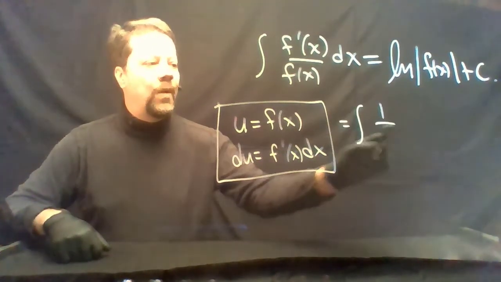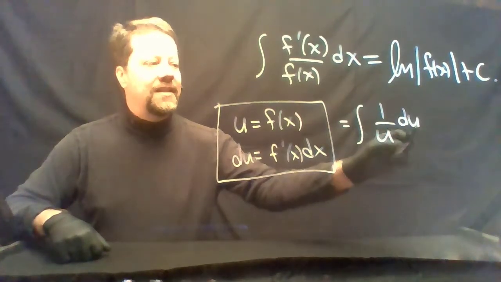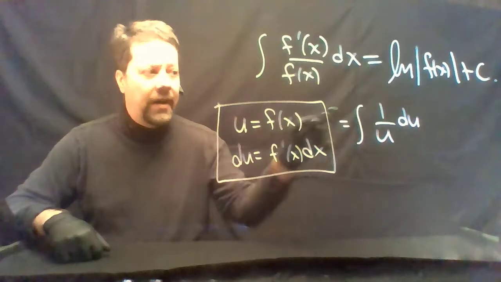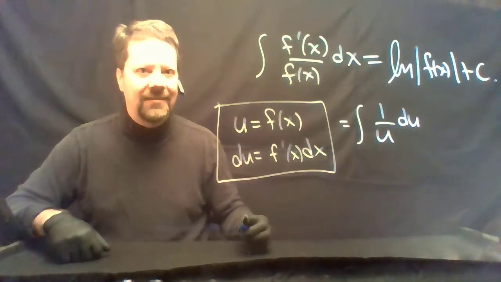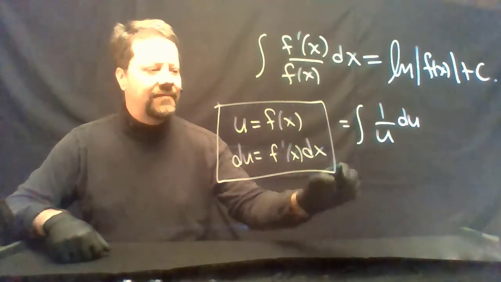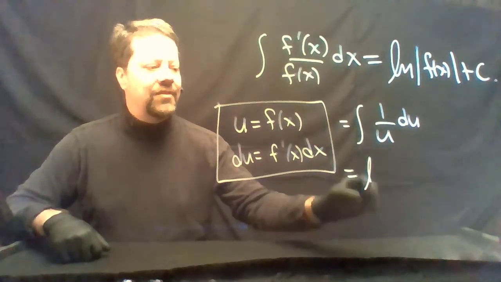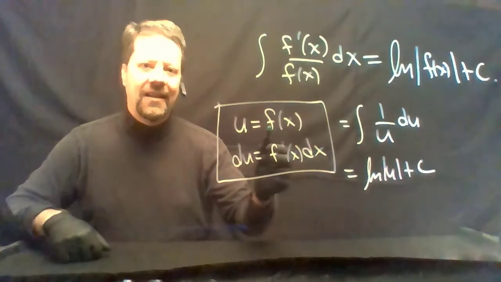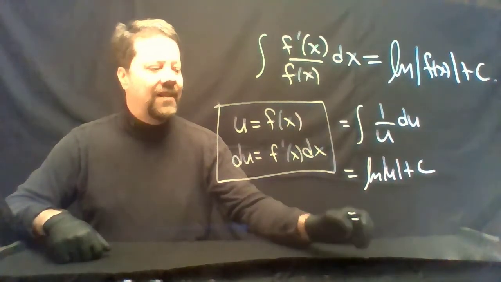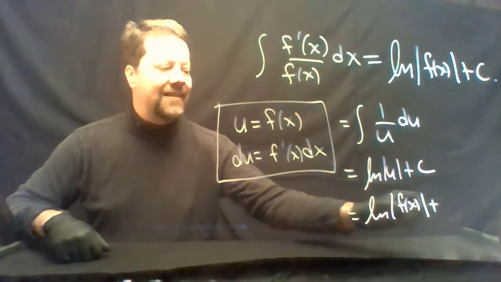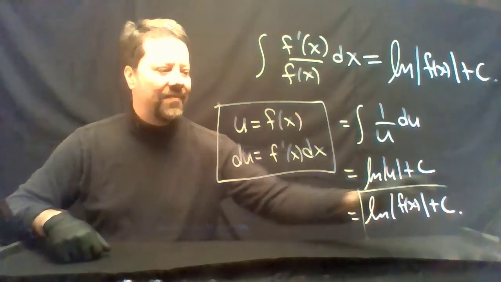The integral is transformed. We'll have 1 over u du. Make sure you know where every single thing went. What just happened here? You should know every detail. This gives the natural log of the absolute value of u plus c, and then substituting, you get the natural log of the absolute value of f of x plus c.